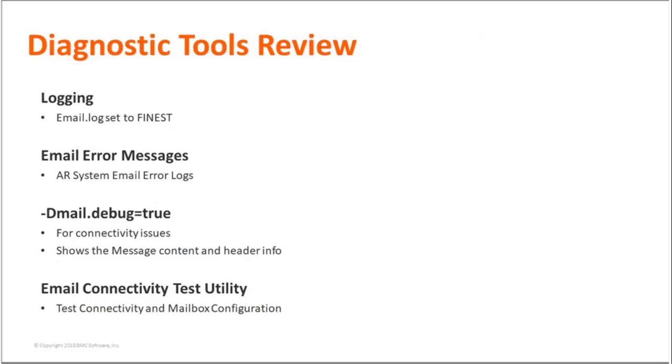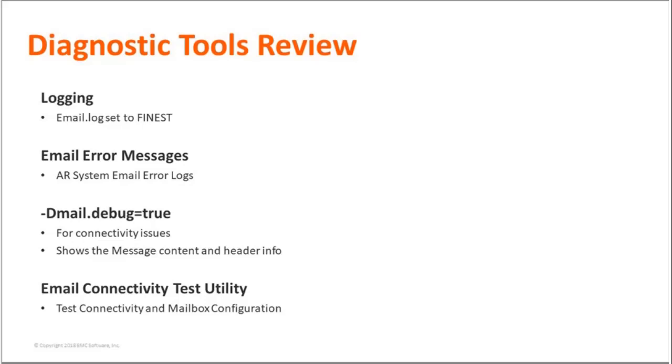So let's look, in review, at some of the diagnostic tools that we've talked about today. First, you have the email.log. That's the main log. And when you're troubleshooting, you likely want to set it to finest level. You also have the AR System Email Error Logs form that you can enable and set it to severe. We recommend not setting it to a higher level than severe. You have the -d mail.debug equals true setting that Mike talked about. You can use that for connectivity settings.